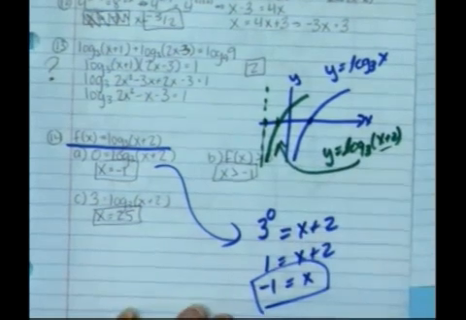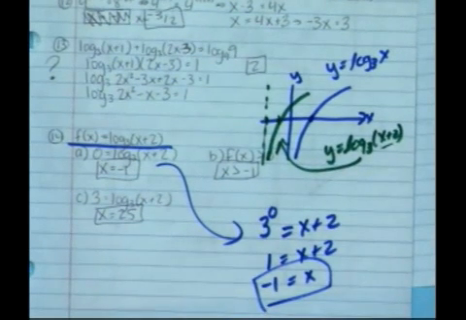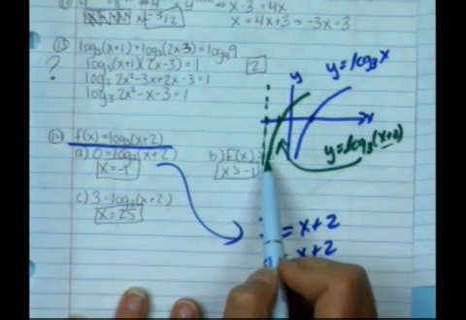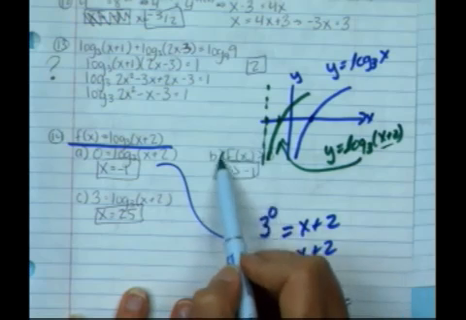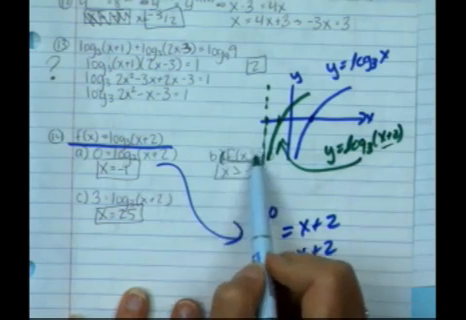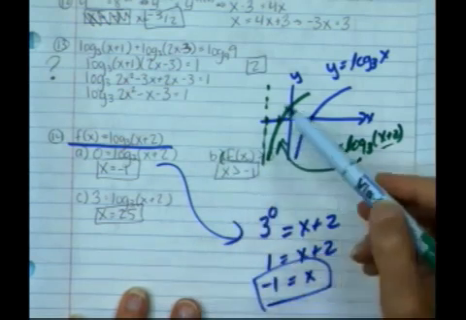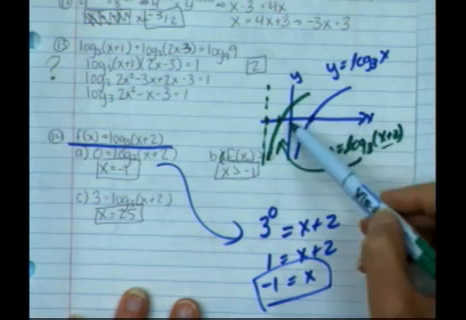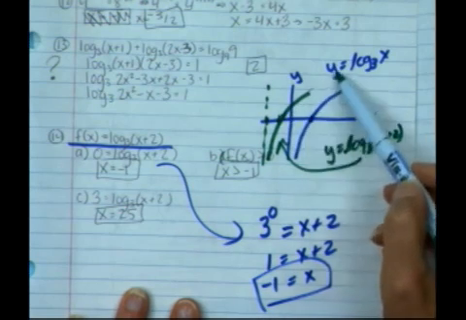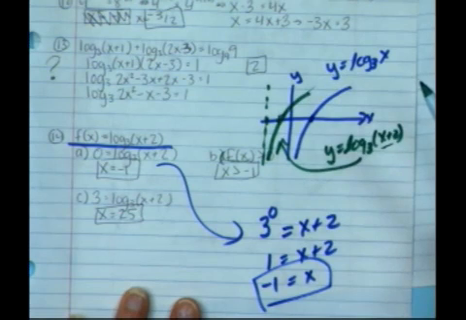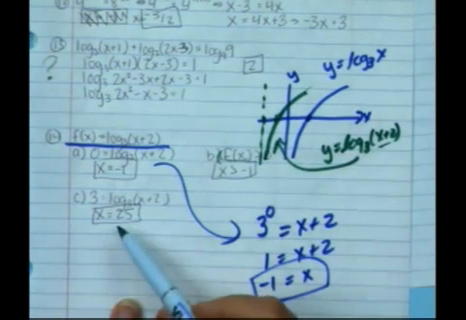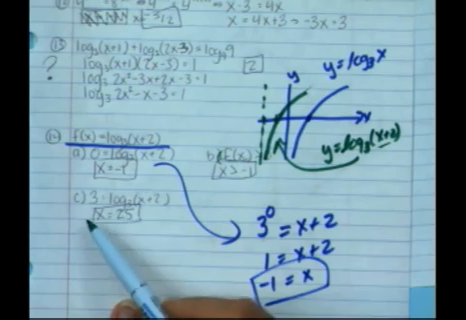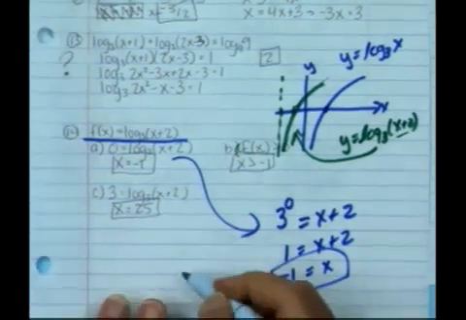Everybody got it? Okay. B says, when is this function bigger than 0? When is the y value, for what value of x is the y value greater than 0? For what values of x? Well, when x is greater than -1, all the curve is up above the x-axis. Is that clear? All right.